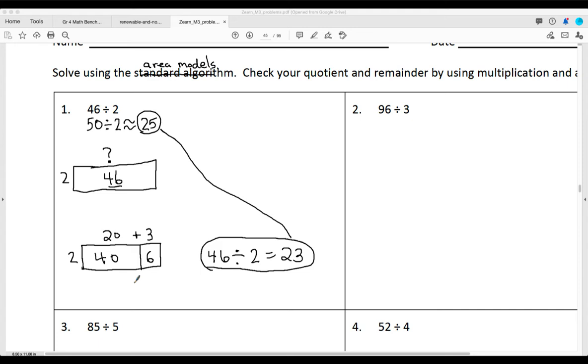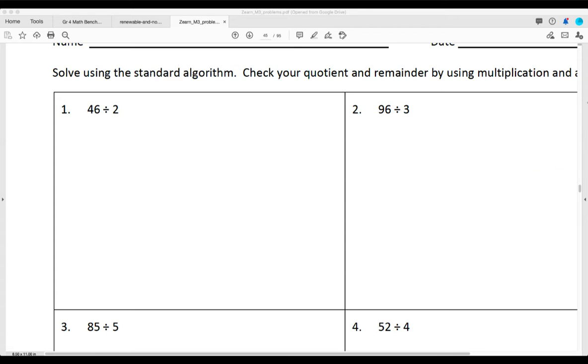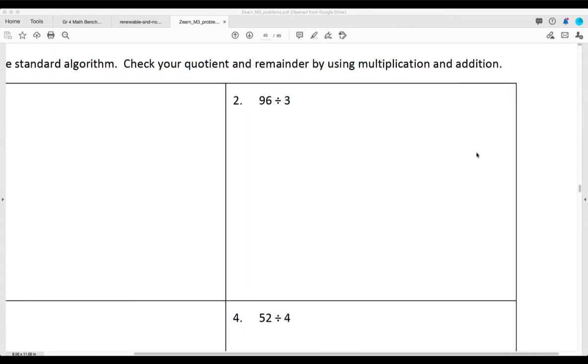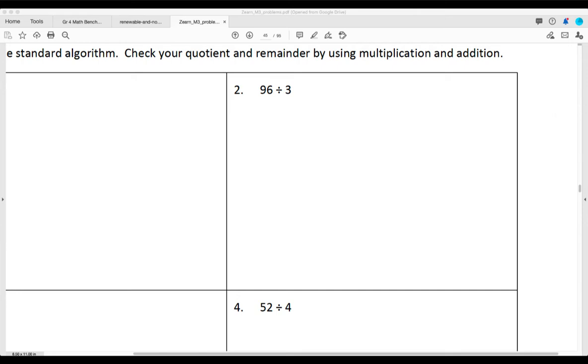Let's do number 2. Now you can always pause this video, go back, look at this problem again, recopy it. I have to get rid of this to go do this problem. So this is going to leave, and we're going to do number 2. So now we have 96 divided by 3.